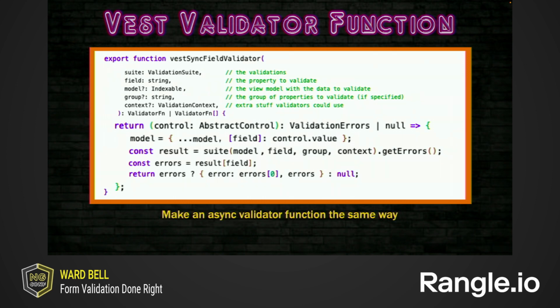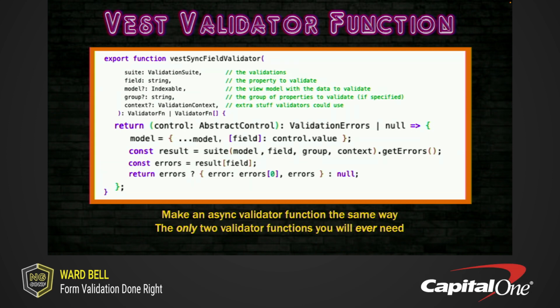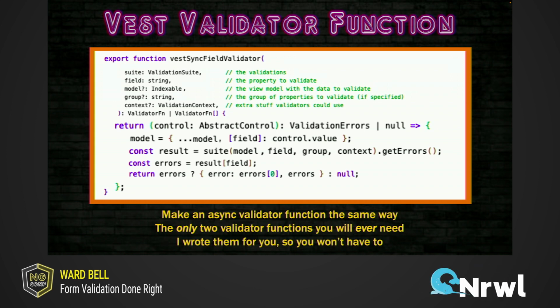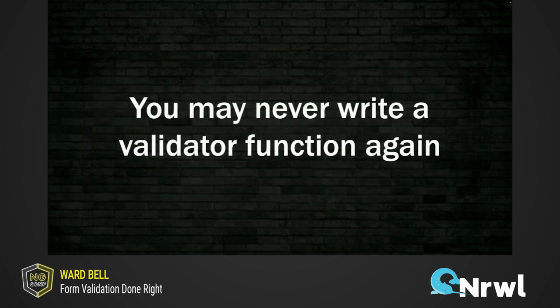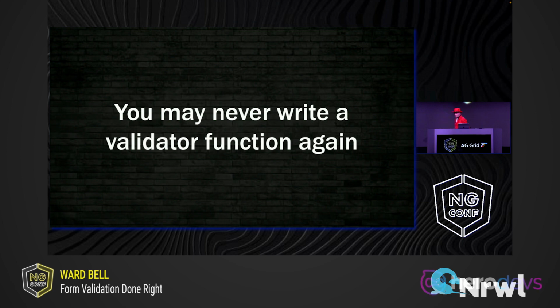And I make an async validator that's just like it. And these are the only two validators you will ever have in your application. How do I know that? Because they're the only two validators in my client's application. And I wrote them. You don't write them, although I'm going to give you the code. And so, as I said, you may never write a validator again.